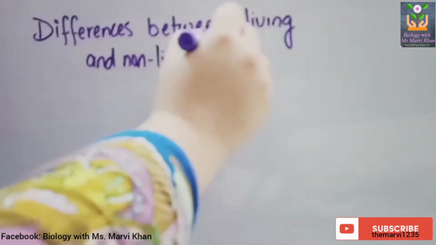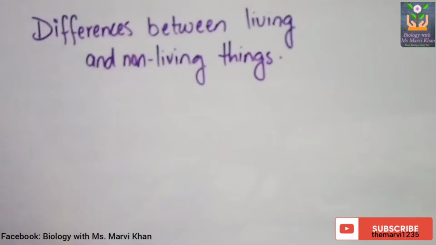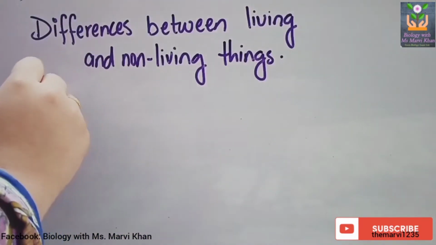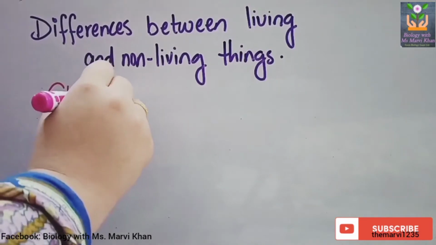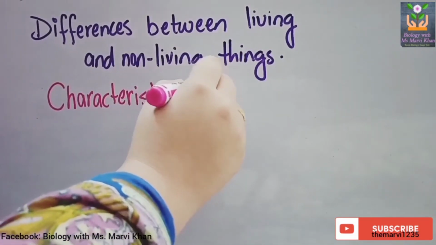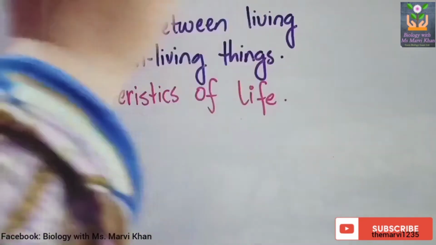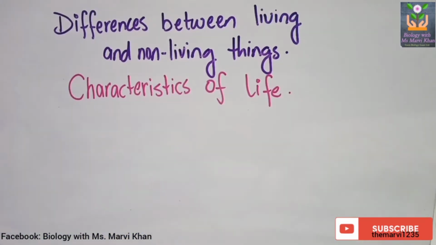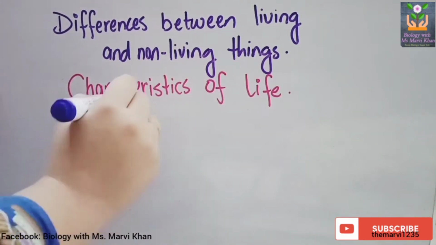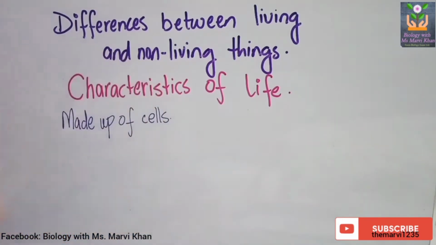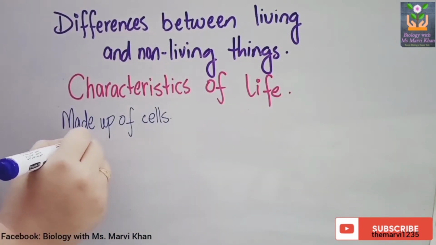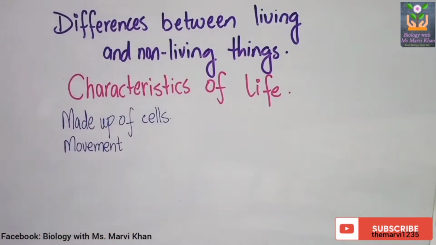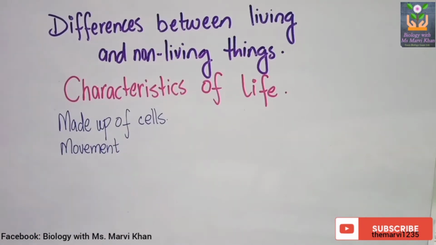So let's begin our lesson for today with the differences between living and non-living things, and for this purpose we need to understand the characteristics of life. So we know that all living organisms are made up of cells. Organisms can move by themselves in a directed and controlled way. Organisms respire, and respiration is the release of energy through the breakdown of food substances such as glucose. Organisms are able to detect and respond to changes in their environment, which is called sensitivity.